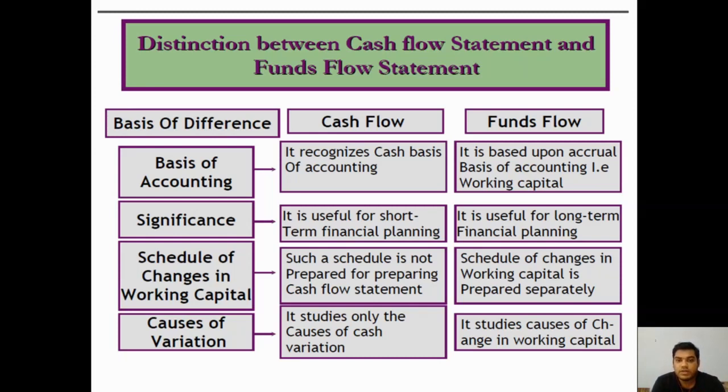That is, cash flow recognizes the cash basis of accounting. That is, purely on a cash basis it is accounted, not on a fund basis. When the cash has been received, only in that situation are those transactions recorded. Fund flow statement is based upon the accrual basis of accounting, that is working capital. Once the accrual has happened, then we can record it in the fund flow statement, whether the cash is received or not. That is a secondary thing. On accrual basis, we record the statements in the fund flow statement.